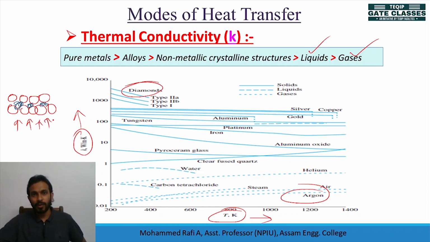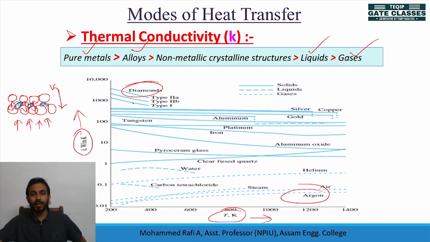In solids, what is the mode of heat transfer? Conduction. How is it possible? Lattice vibration. So if I am putting some foreign material, definitely that lattice vibration will be hampered. There will not be that effective lattice vibration, so definitely its thermal conductivity goes down. That is why pure metal will have higher thermal conductivity, alloy will have lesser thermal conductivity. You can see all these things in this graph.